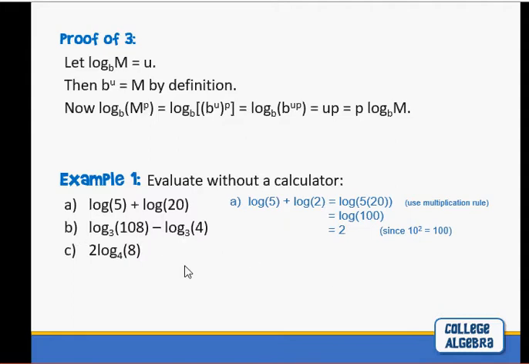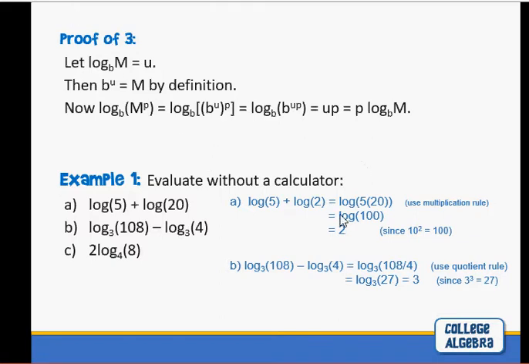Okay, part B. Again, I don't know what power of 3 will give me 108 or 4, but we can apply the second rule. Since we have subtraction, we would divide the inputs and get log base 3 of the first one over the second one, 108 over 4, which works out to be 27. Which is exactly 3 to the third. Log base 3 of 27 is 3 because 3 to the third is 27.